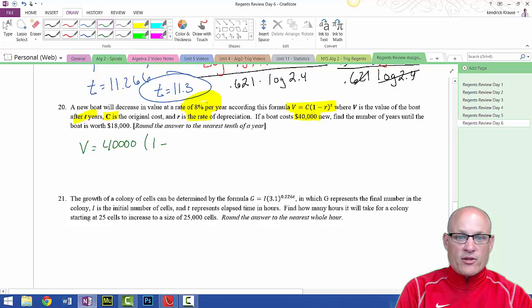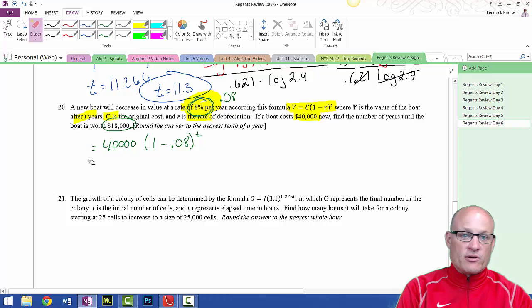1 minus the rate, which is 8%, but as a decimal is 0.08, so minus 0.08, raised to the t. And we want to know when the boat is going to be worth $18,000. So I'm going to get rid of V because my final value is $18,000. So we're going to isolate the weird thing, this part, all by itself. Remember, eventually we're going to get that t by itself. So we're going to divide by 40,000.